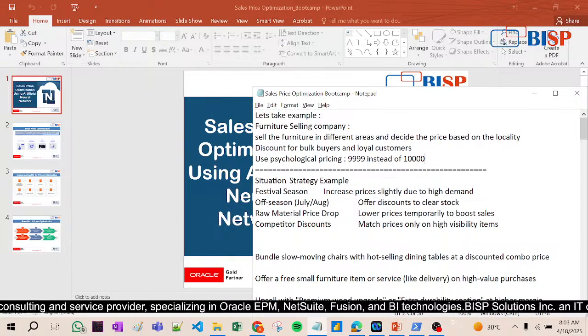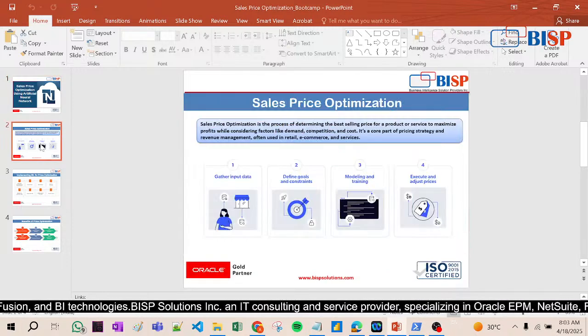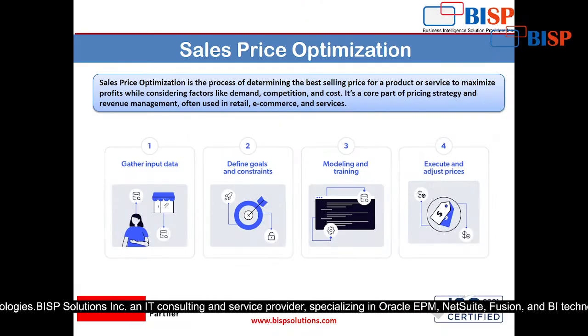So these are called the strategies on the basis of which you can custom optimize the price. For example, when festival season comes, you increase prices slightly due to high demand. You can do it like this also. Let me show you the main definition here. Sales price optimization is a process of determining the best selling price for a product or service to maximize profit while considering factors like demand, competition and cost. It's a core part of pricing strategy and revenue management, often used in retail, e-commerce and services.